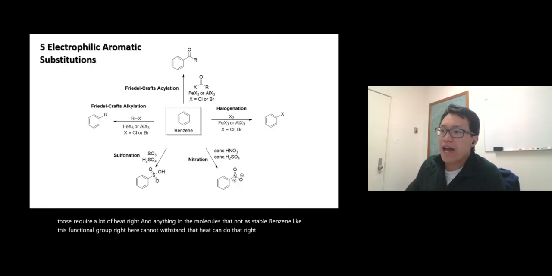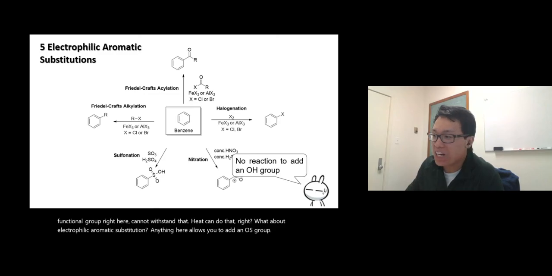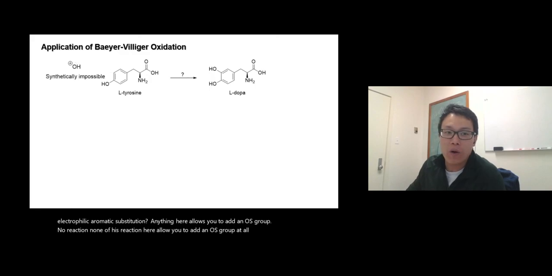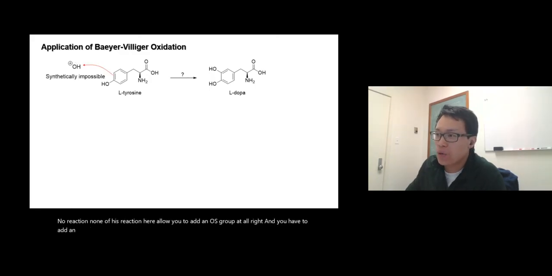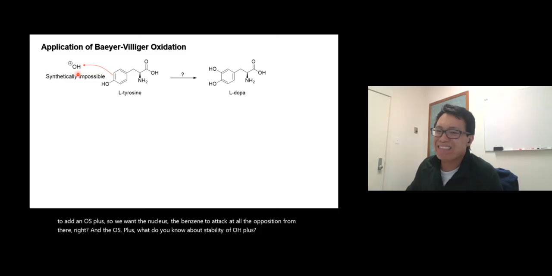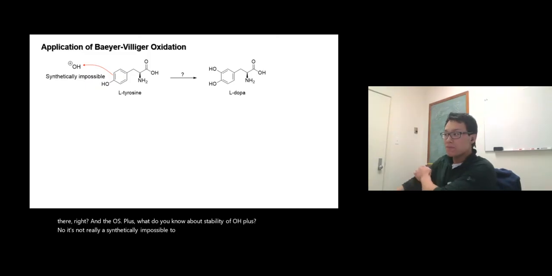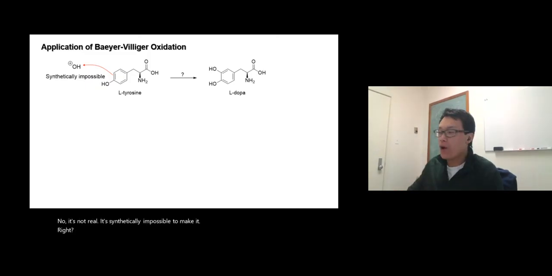What about electrophilic aromatic substitution? Does anything here allow you to add an OH group? No. None of these reactions allow you to add an OH group at all, because you would have to add an OH plus. So we want the benzene to attack from any position there, and the OH plus, what do you know about the stability of OH plus? No, it's not real. It's synthetically impossible to make. Well, how do we make L-dopa from L-tyrosine then?